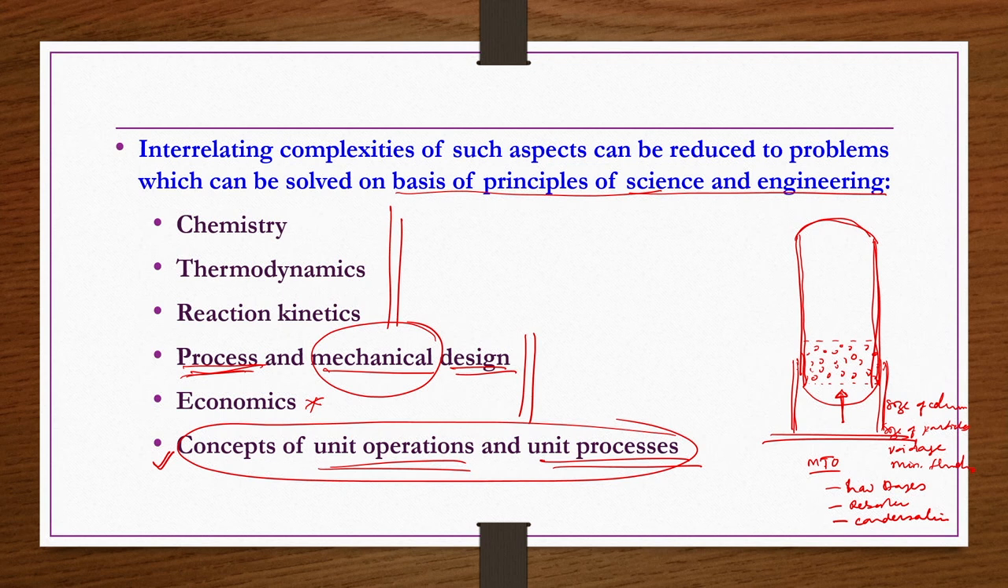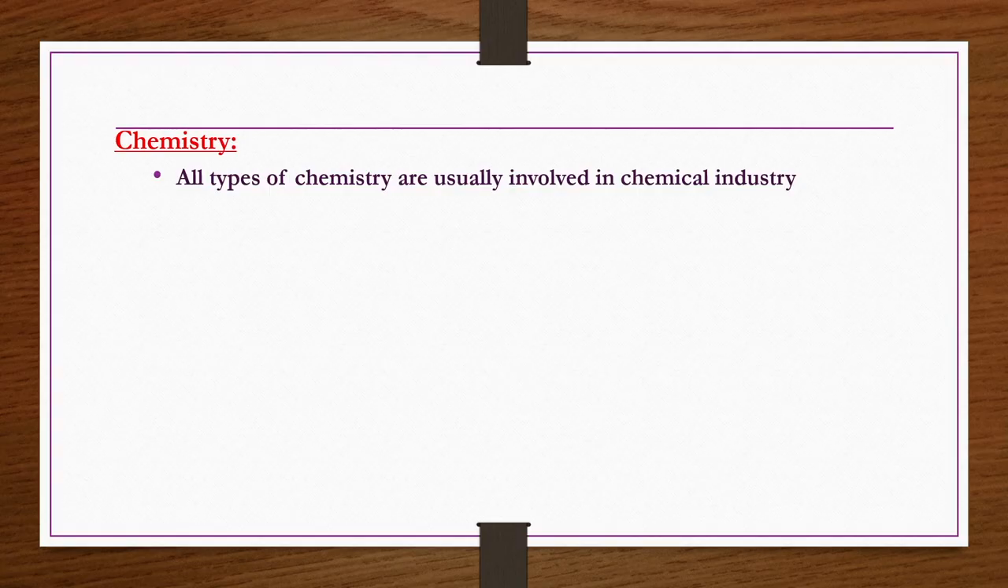So, these 4 classes, this is the 4th class. In the 4th class, we are going to see a few basics about some other principles of science and engineering which are useful to understand the contents of this course. So, all types of chemistry are usually involved in chemical industries. Obviously, if a reaction is there, then you cannot say only analytical chemistry or inorganic chemistry or organic chemistry would be useful for your plants. You cannot say that. All of them are important, right?